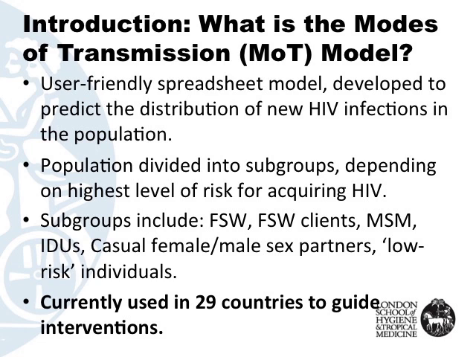There are multiple subgroups within the model. So you have female sex workers, their clients, MSM, IDUs, casual partners, so people having casual sex, and then quite importantly this low-risk group, which I'll touch on a bit more later. So what the model does, it predicts the distribution of new HIV infections in the population, and this is within a 12-month period. So what you're getting as output from the model is a distribution of the new infections that are occurring, and it's estimating the percentage of infections occurring in each of the subgroups within the model.